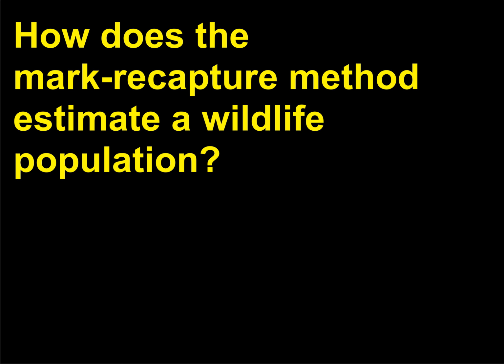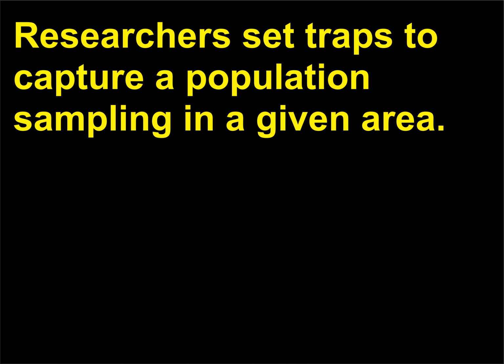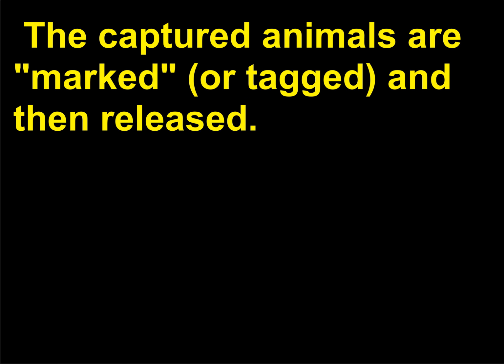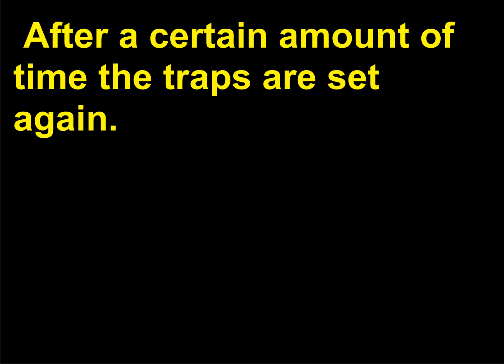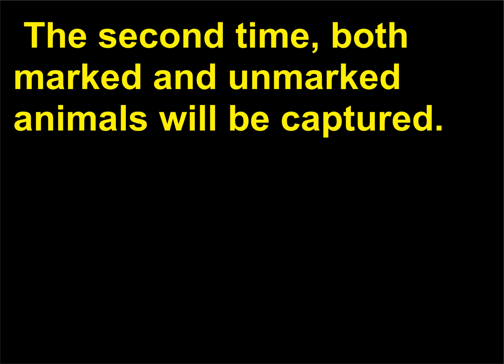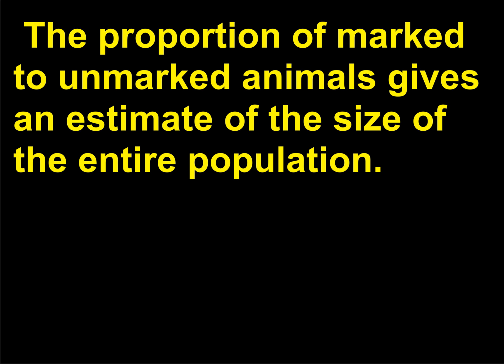How does the mark recapture method estimate a wildlife population? Researchers set traps to capture a population sampling in a given area. The captured animals are marked, or tagged, and then released. After a certain amount of time the traps are set again. The second time, both marked and unmarked animals will be captured. The proportion of marked to unmarked animals gives an estimate of the size of the entire population.